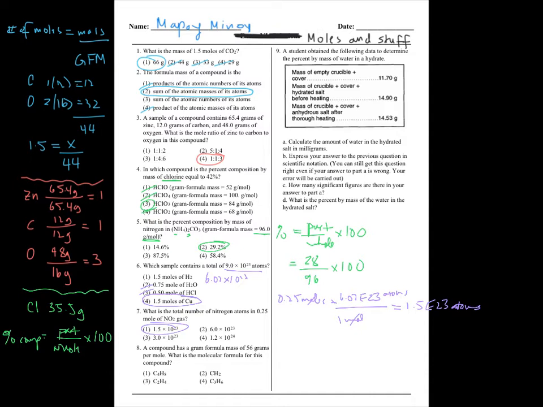So if you also think about it logically, 1 mole equals 6.02 times 10 to the 23rd. So that means if we have a quarter of a mole, we should have a quarter of the amount. And that's 1.5 times 10 to the 23rd.